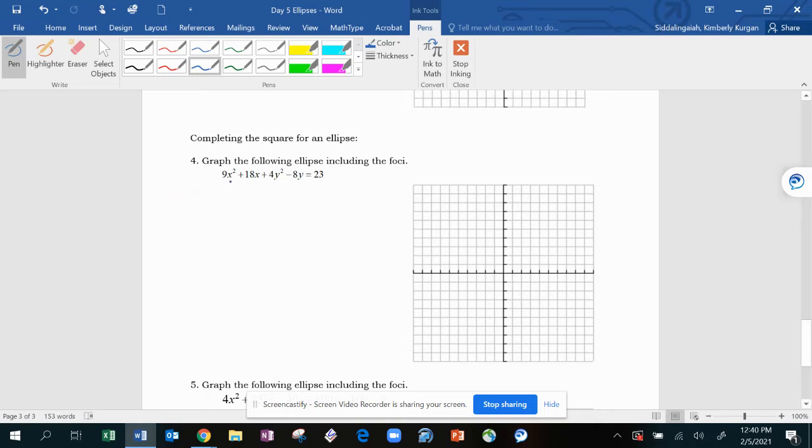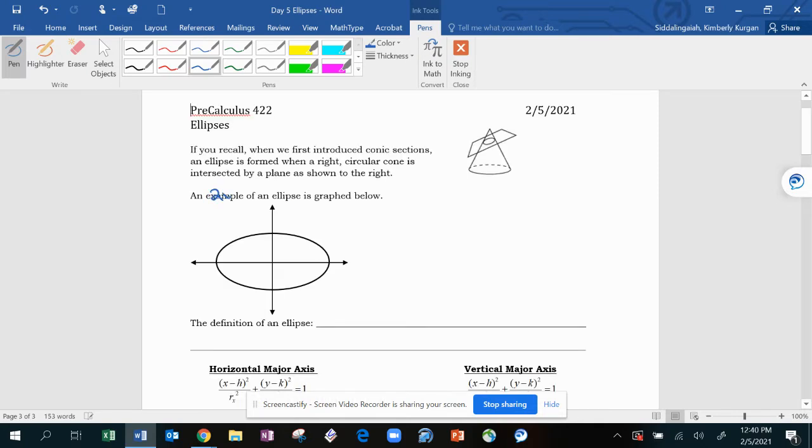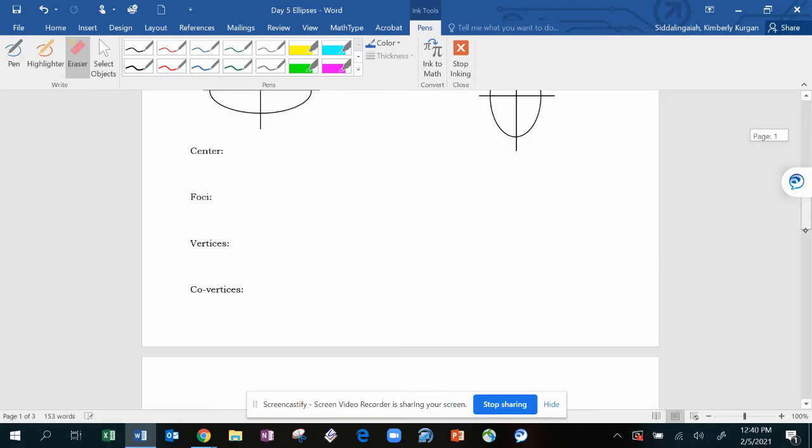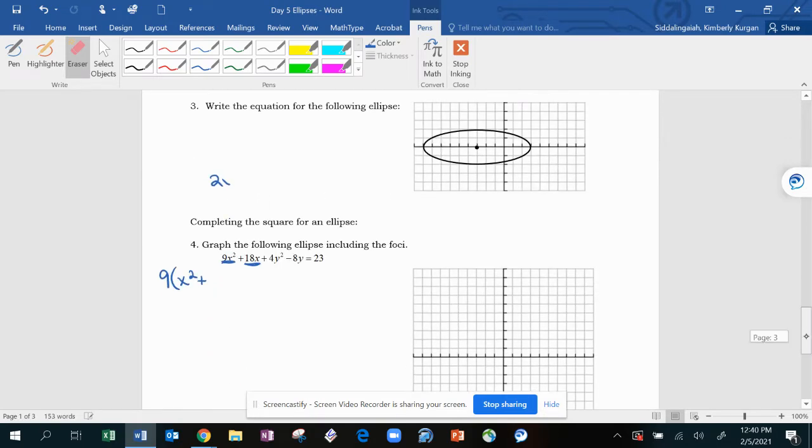So let's start with the x terms. So the 9x squared and the 18x. I'm going to factor out that 9. So 9 times x squared plus 2x plus blank.